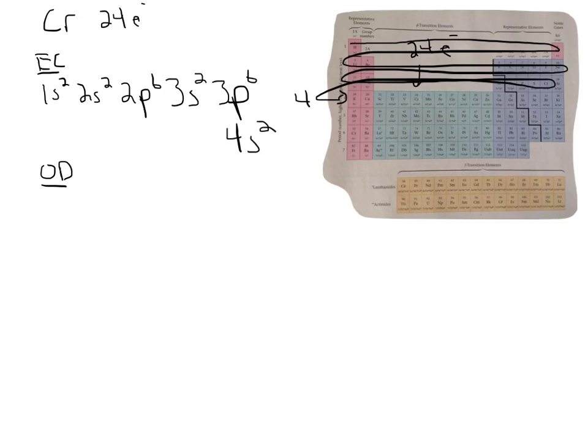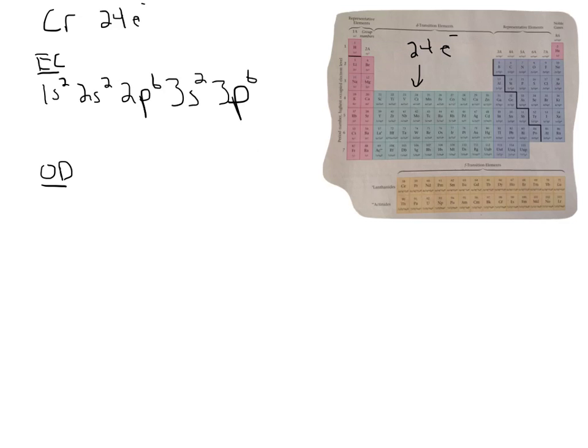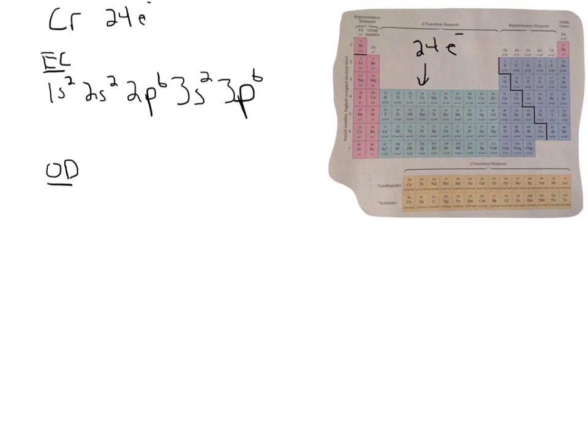So you might be tempted to write 4d4. And if you did that, you'd be really, really close to the right answer. Really close. But it turns out, let me get rid of this. So this is 4s2.